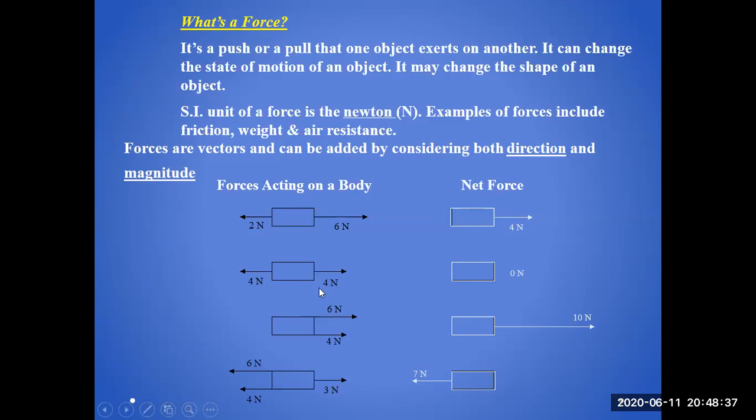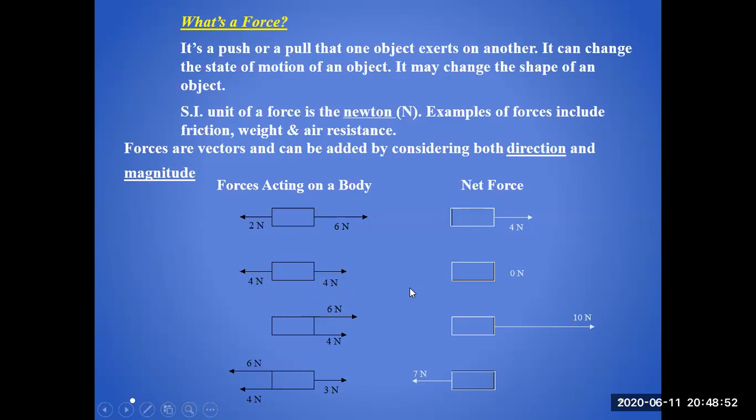Now, look at another example that is 4 Newton to the left, 4 Newton to the right side. If you are asked to find out the resultant force, there will be no resultant force. Sum will be 0, and the body will be at its own place before and after application of the force.